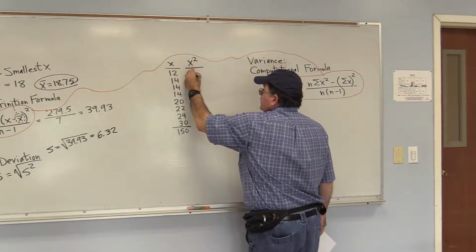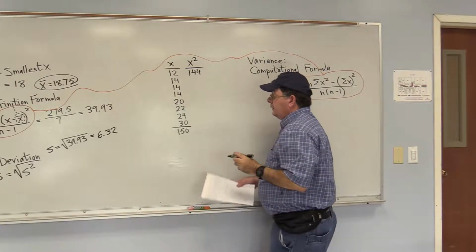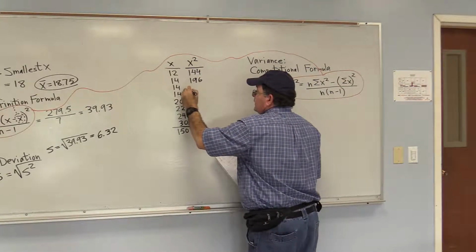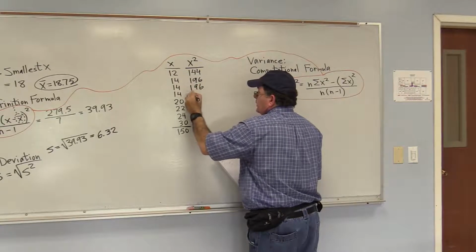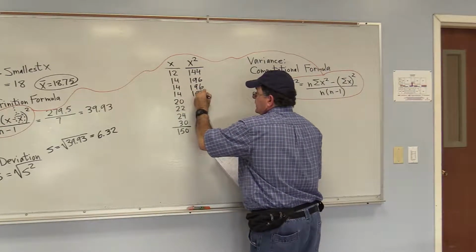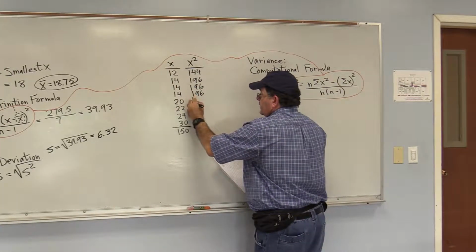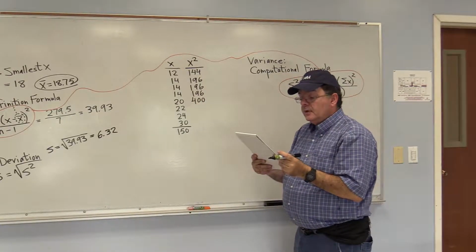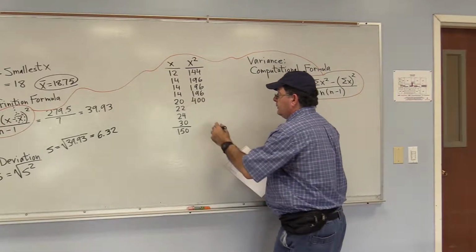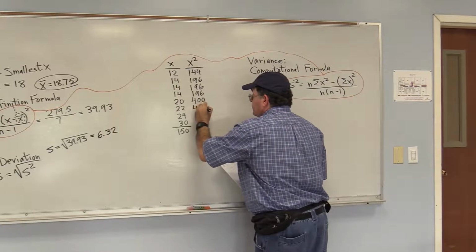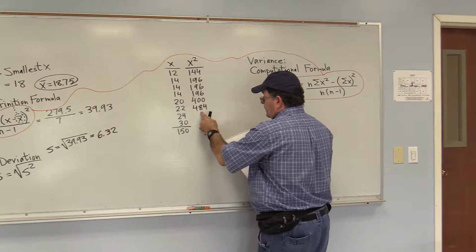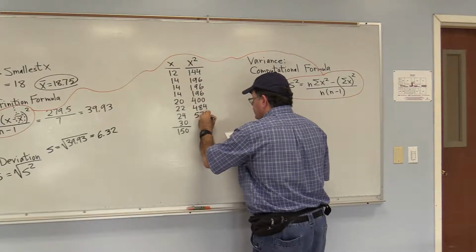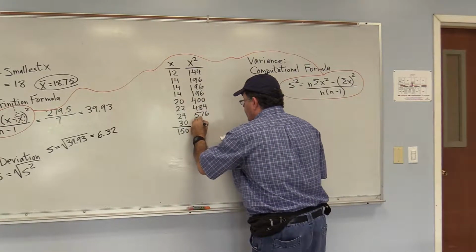12 squared is 144. 14 squared is 196. And I have three of those, so 196, 196, 196. 20 squared, well, that's 400. Now I have to look at the paper. 22 squared is 484. I'm just squaring each x value. I get the numbers in the next column. The last two here are 576 and 900.